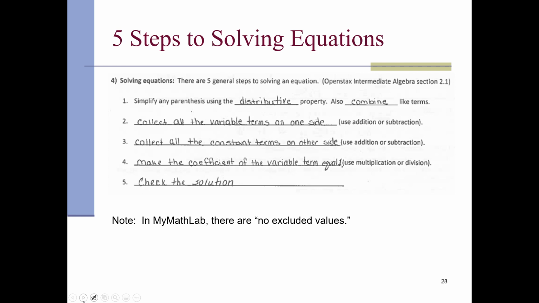Second step is to collect all the variable terms to one side. You want to use addition or subtraction to accomplish this. Third, you want to collect all the constant terms on the other side. Again, you want to use addition or subtraction to accomplish this. Finally, you want to make the coefficient of the variable term equal to 1. This will be accomplished using either multiplication or division. And then the fifth step is to check your solution.